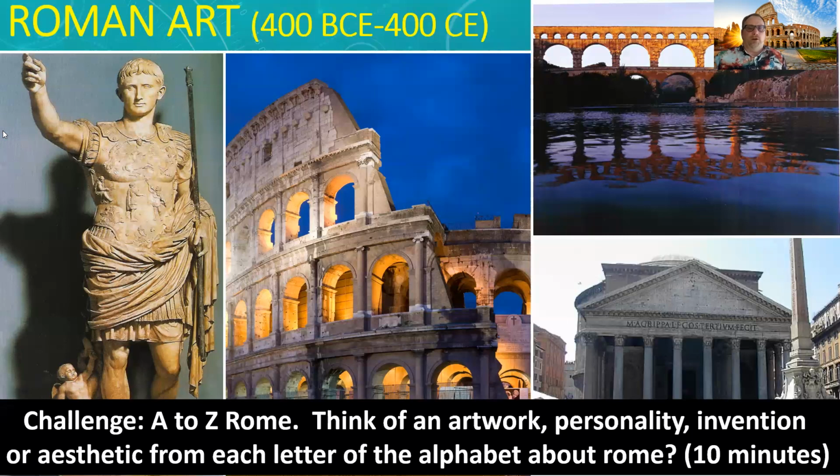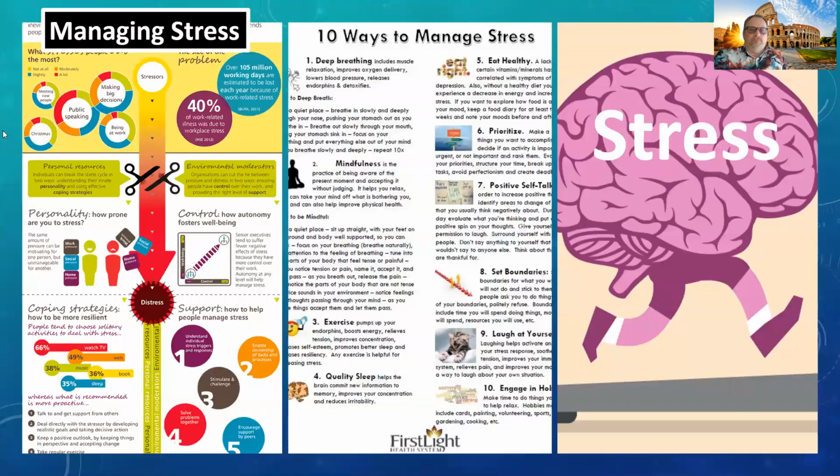As we think about Roman art, and we'll be looking at architecture as well, we could do a warm-up activity where we challenge the A to Z to think of an artwork, a personality, an aesthetic, an invention from each letter of the alphabet about ancient Rome. And that we'd give you 10 minutes for that.